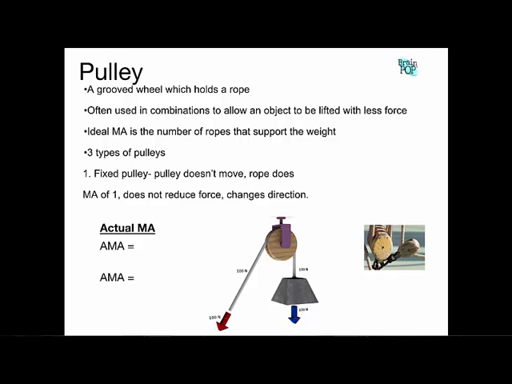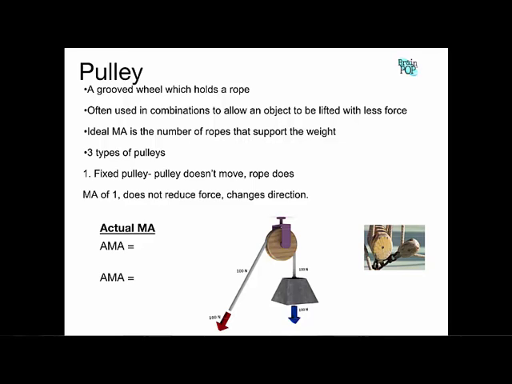There's 3 types of pulleys. I don't have an example for them. So this is called a fixed pulley. You have just a single pulley with one rope that runs around it. Now, how many parts of the rope are supporting this mass? Just one. So what does that mean its mechanical advantage is? 1. What would a mechanical advantage of 1 actually mean?